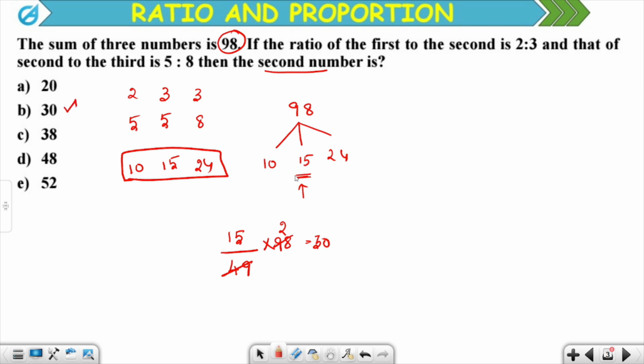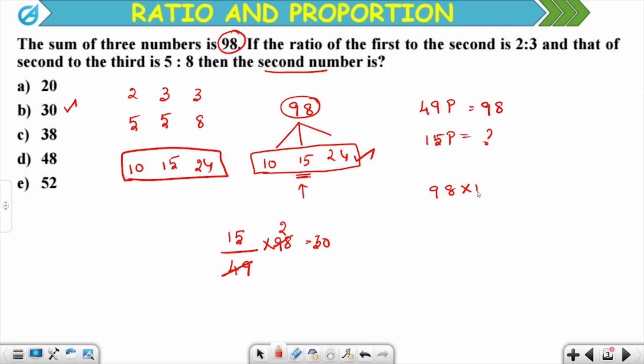Otherwise, what is the one more method? We'll be considering all the three things as a part. So 10 plus 15 plus 24, so it is nothing but 49 part. This sum of ratio is nothing but given number. It is nothing but 98. And what we need to find is the second number. What is the second number? 15 part. So 15 part is how much? Cross multiply. So 98 into 15 by 49.